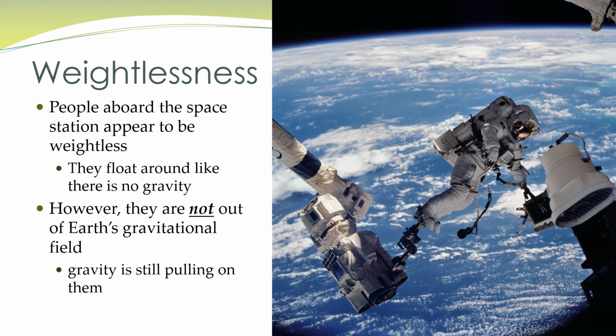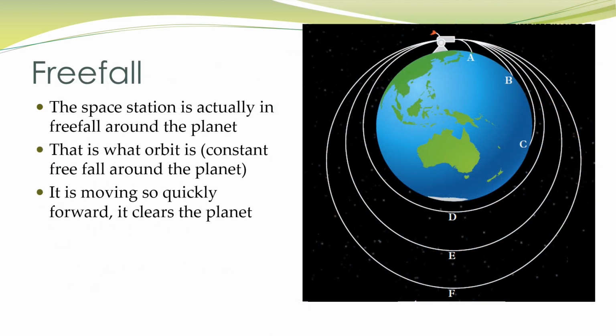People aboard the space station appear weightless, a bit like this particular astronaut appears weightless up in space. They float around like there is no gravity. However, they are still within the gravitational field of Earth, so gravity is still pulling on them. So the question becomes, why do they appear weightless? It's because of this idea of free fall.